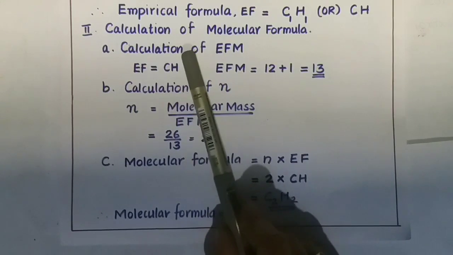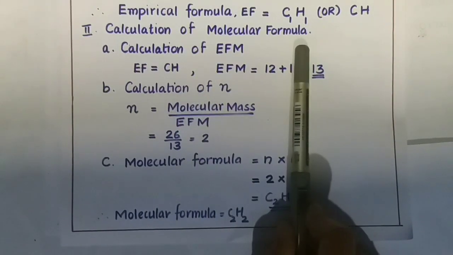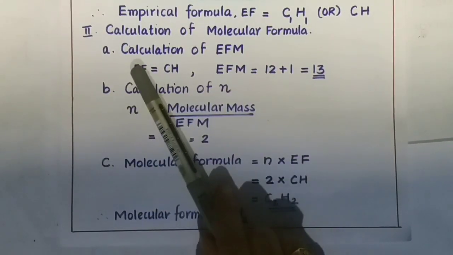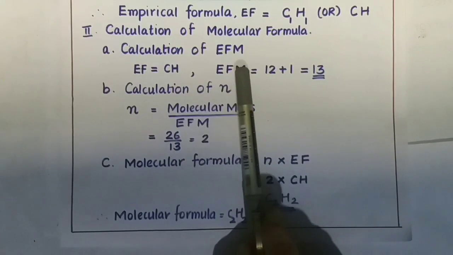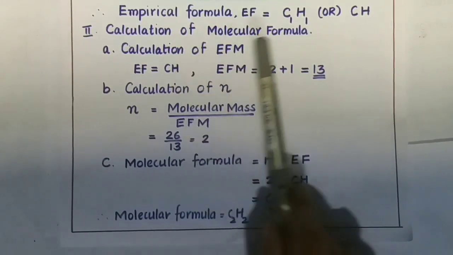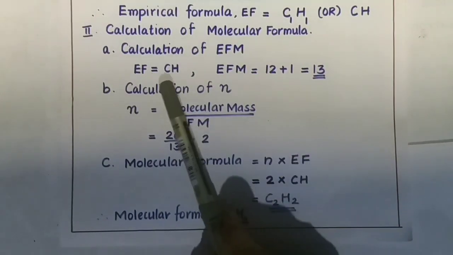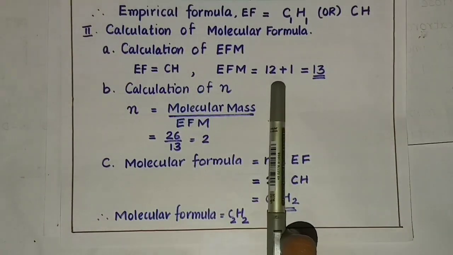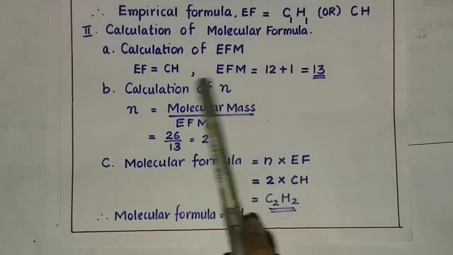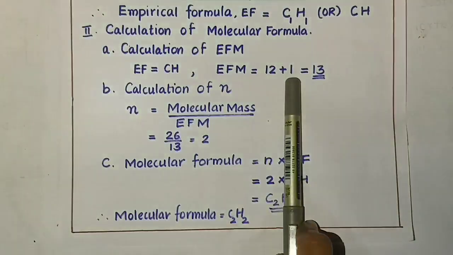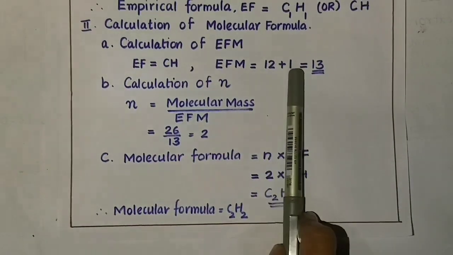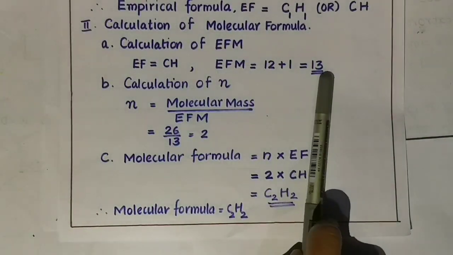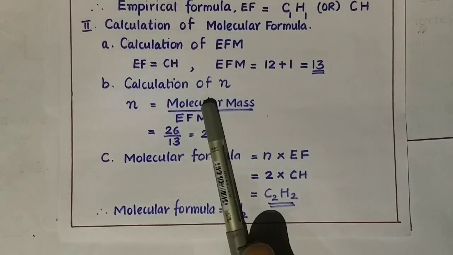Next step is the calculation of the molecular formula. It includes 3 sub-steps. First step is to calculate the empirical formula mass. You know the empirical formula is CH. Then to calculate the empirical formula mass, carbon is 12 plus hydrogen 1. Similar to the calculation of molecular mass, here it is the sum of atomic masses of the empirical formula. Then we get 13.